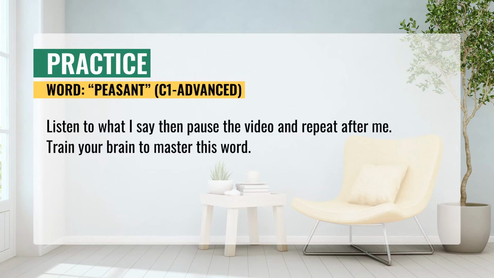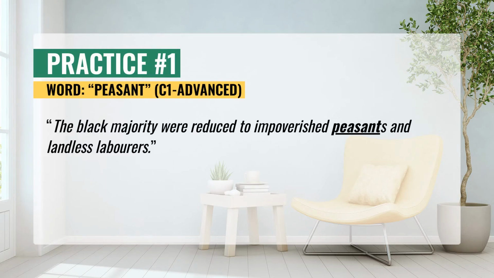Practice. Listen to what I say, then pause the video and repeat after me. Train your brain to master this word. Let's begin. The first practice. The black majority were reduced to impoverished peasants and landless laborers. Now, repeat after me. The black majority were reduced to impoverished peasants and landless laborers.